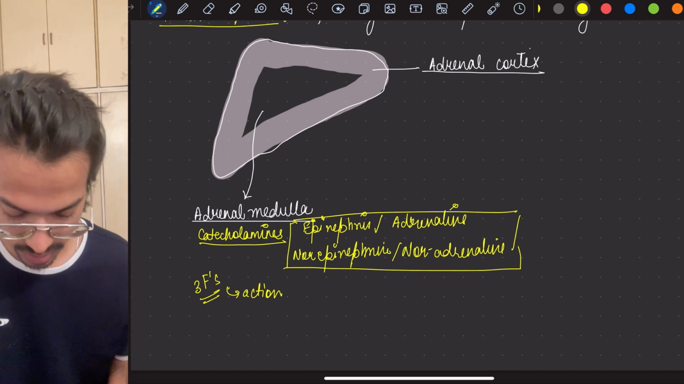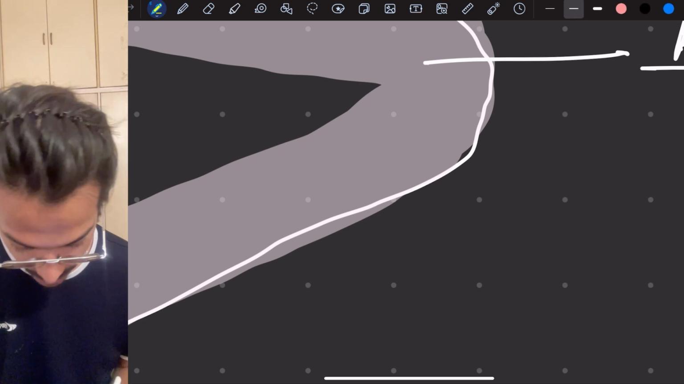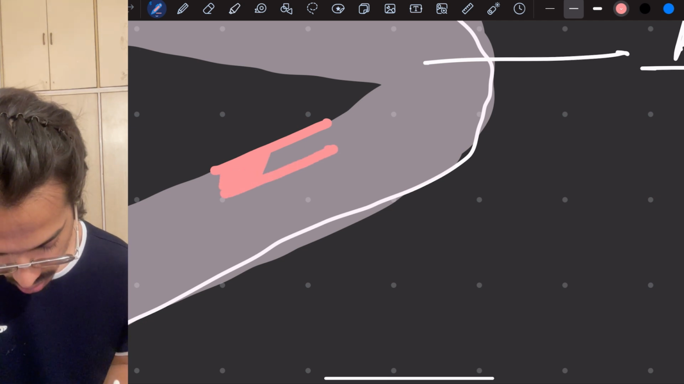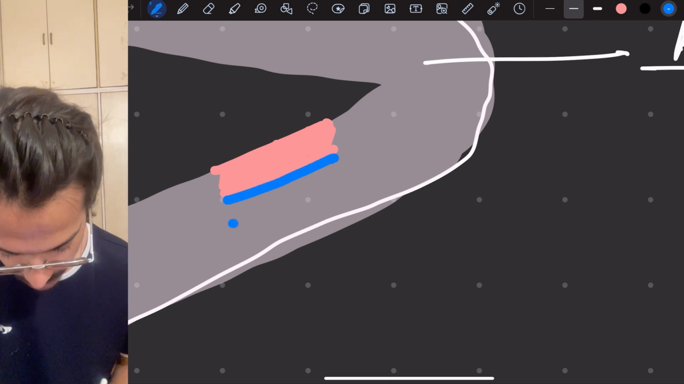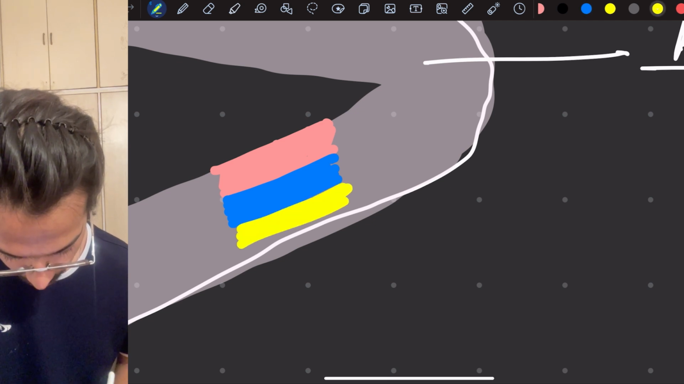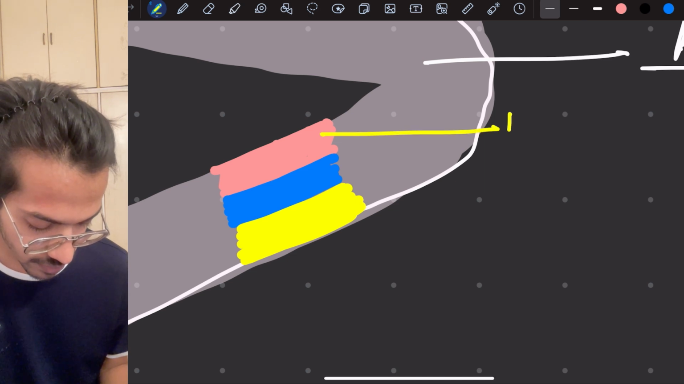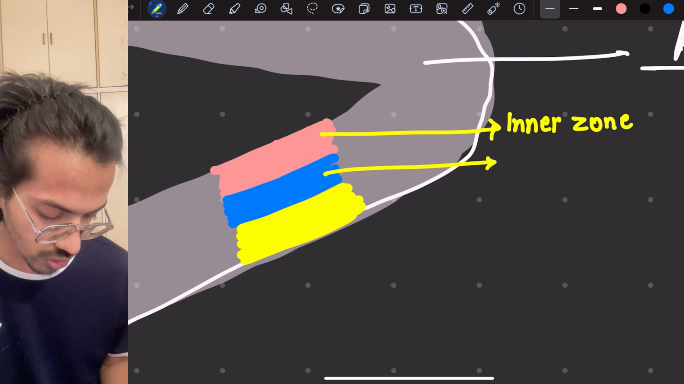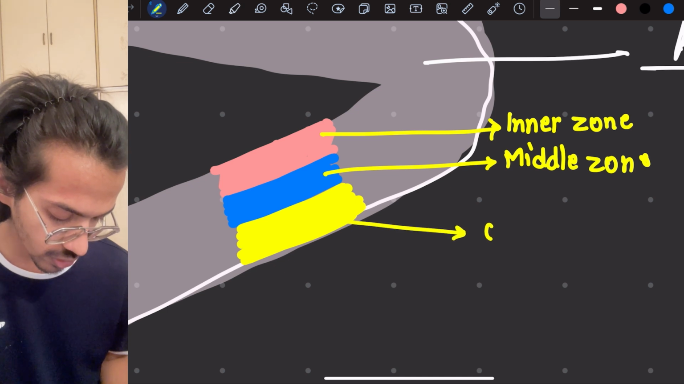Moving on, the adrenal cortex. The adrenal cortex has 3 zones present. So this is the innermost area, the innermost region of it. After that there is the middle region, and after that we have the third region over here, the outermost region. Let's just name them. This is the inner zone, this is the middle zone, and the last one is the outer zone.